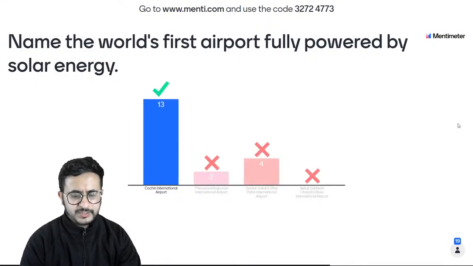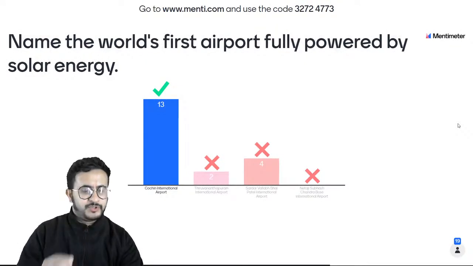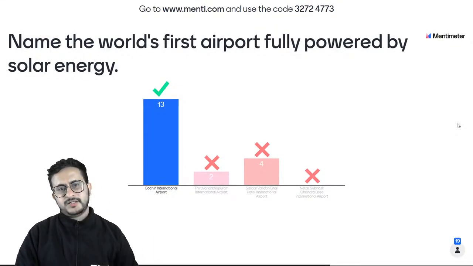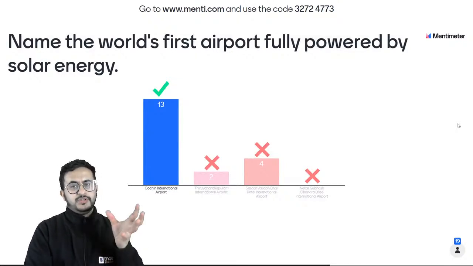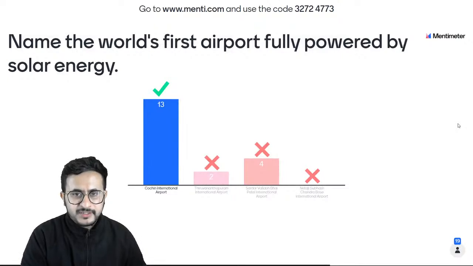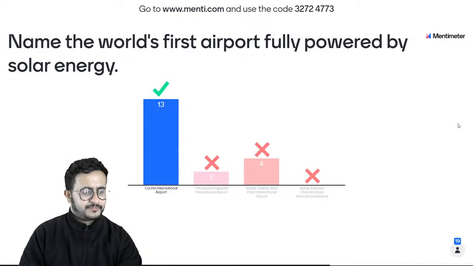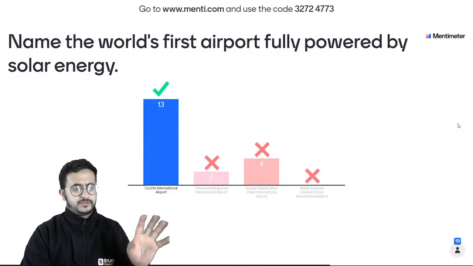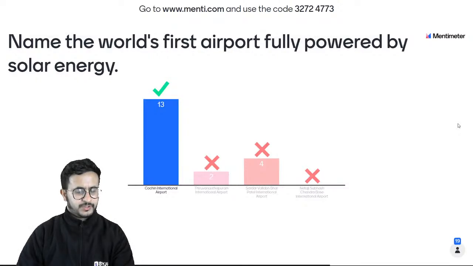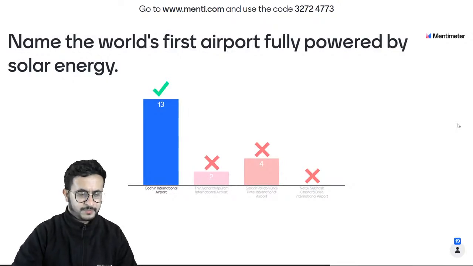Okay, so this was something in the news, right? Cochin Airport is the one that is fully powered by solar energy. A good thing to have, right? A move towards renewable energy. It was in the news recently that it has become the first airport that is completely on solar energy. No, not Netaji. Netaji Subhash Airport is in Kolkata, and the Sardar Vallabhbhai is in Ahmedabad.